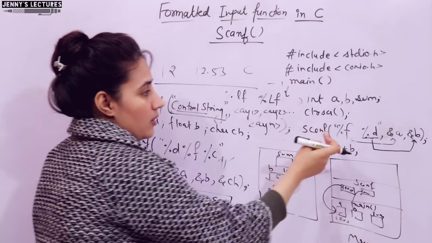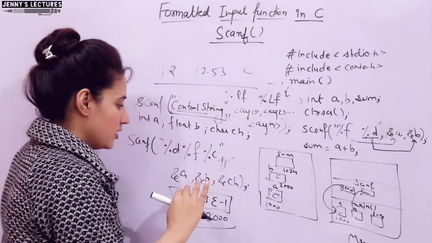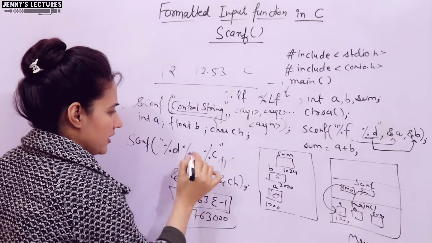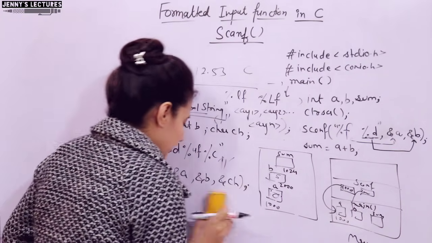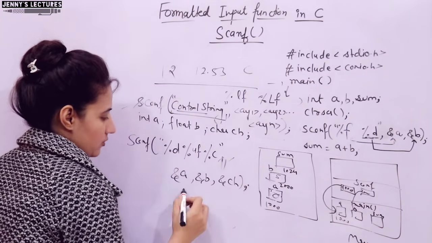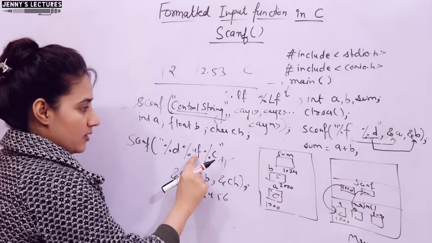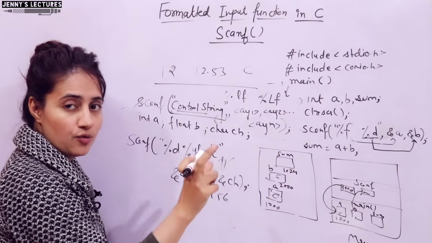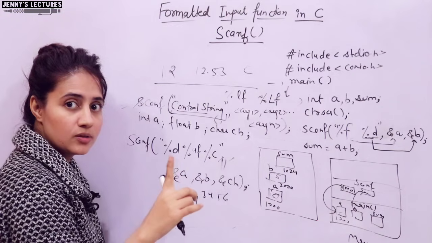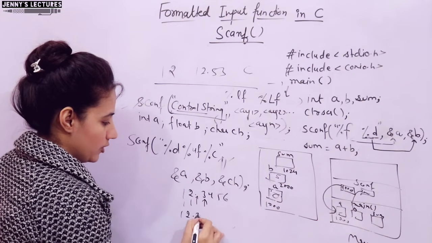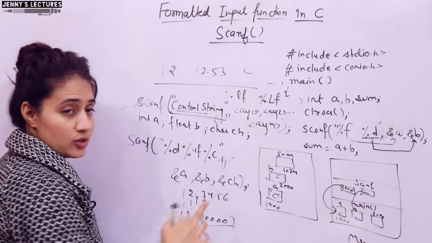You can provide the width in the format specifier, and you can use it with float values also. Suppose I am providing here percentage 4f. In that case, when you enter the data, say 1, 2.3, 4, 5, 6, what data will it take? The width is only 4. So it takes 1, 2, the decimal point, and 3, that is 12.3, and it will ignore the rest.